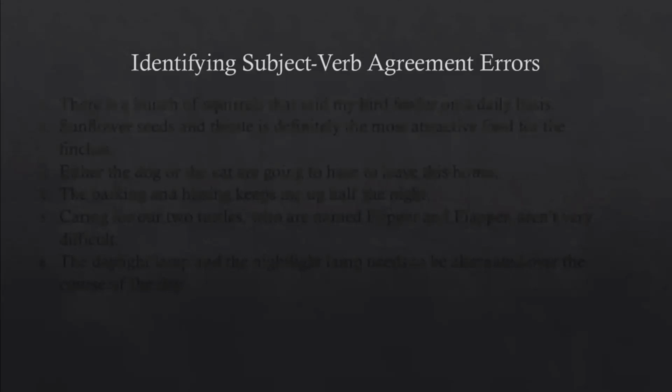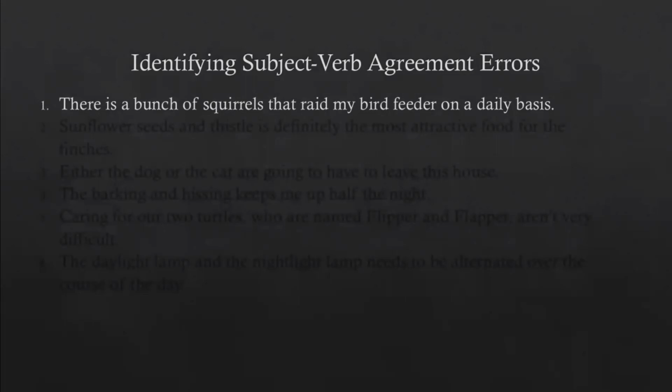All right, so first example: "There is a bunch of squirrels that raid my bird feeder on a daily basis." There is a subject-verb agreement error in there. Can you find it? Let's start here. Can we identify the primary subject of the sentence? The main noun, the main actor of the sentence.